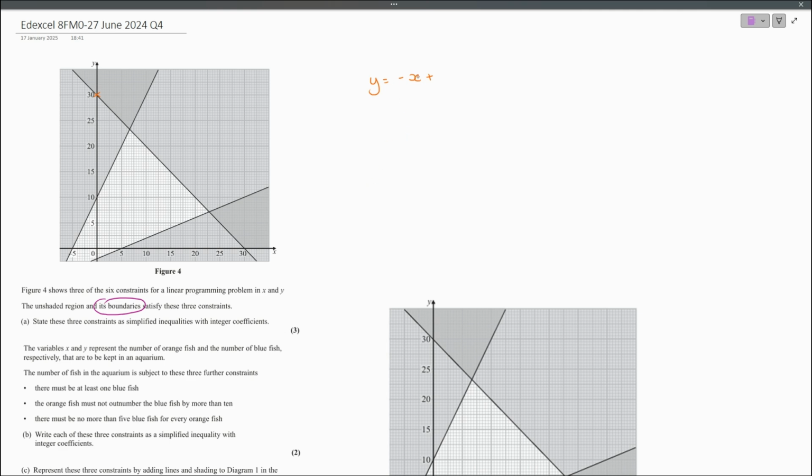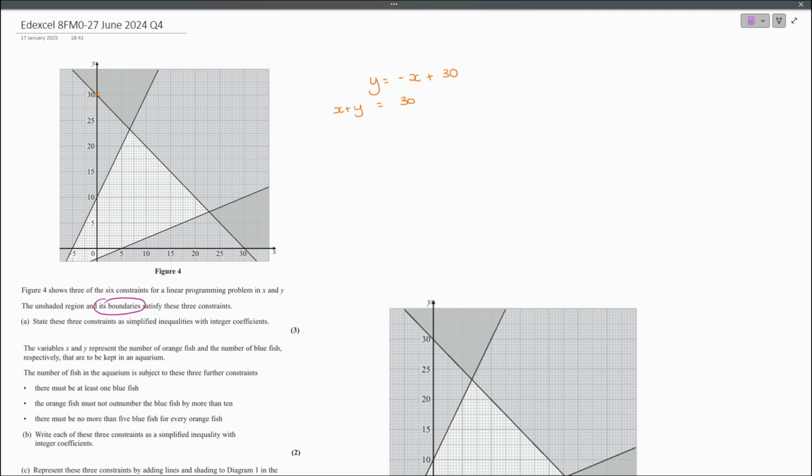So if we substitute in x equals 0 and y equals 30, we're going to get 30 is equal to 0 plus some number. And that number's going to be 30. So that's the equation of the line. And we can rearrange this. We're going to get that x plus y is equal to 30. But we need an inequality.